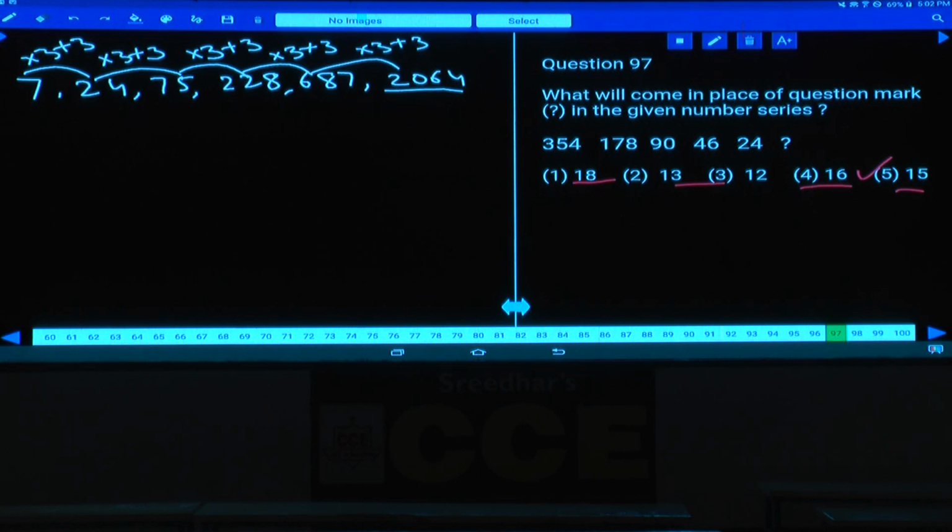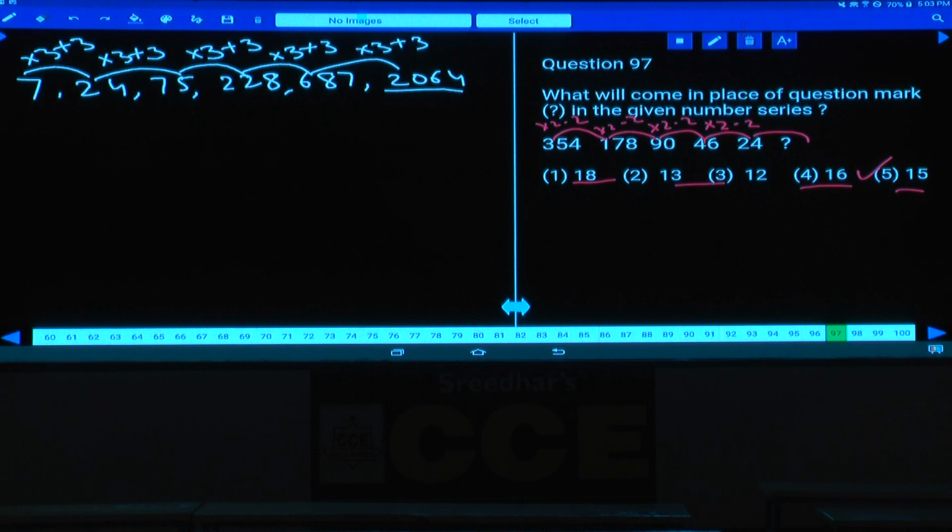Now in this 97, the numbers are in the decreasing order. Whenever the numbers are in the decreasing order, always work out in the reverse order, isn't it? Now 24 and 46 can be written as 24 into 2, 48, minus 2 is 46. 46 into 2, 92 minus 2 is 90. 90 into 2, 180 minus 2 is 178. 178 into 2 minus 2 is 354. Hence, something into 2 minus 2 is 24.